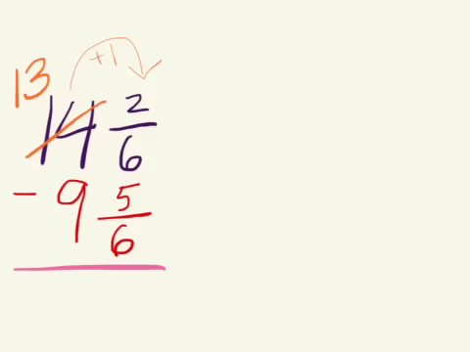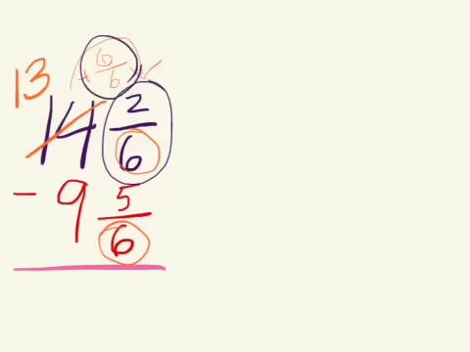We need to translate that 1 whole into the language of sixths. So how many sixths would be 1 whole? Well, that would be 6 sixths. So we are adding 6 sixths plus 2 sixths. Okay, let's combine that together. Now we have 8 sixths. And now we can do 8 sixths minus 5 sixths. How many sixth size pieces are left? That would be 3 sixths.